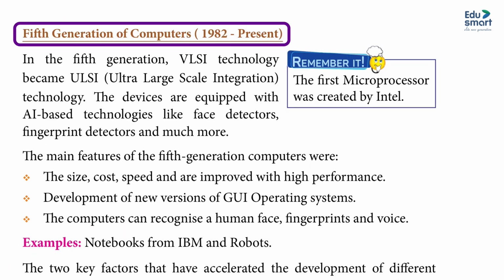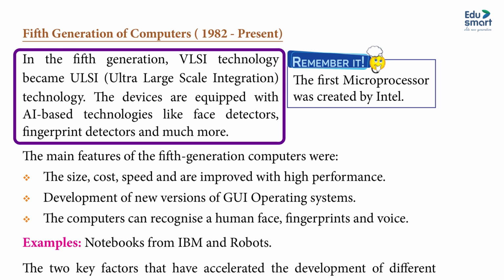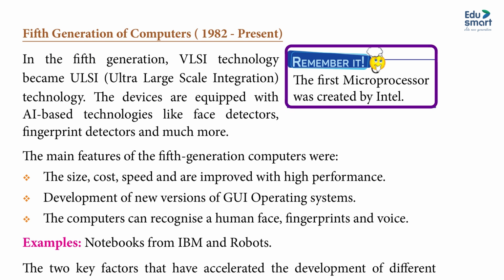Fifth generation of computers, 1982 to present. In the fifth generation, VLSI technology became ULSI, Ultra Large Scale Integration technology. The devices are equipped with AI-based technologies like face detectors, fingerprint detectors, and much more. Remember it: the first microprocessor was created by Intel.